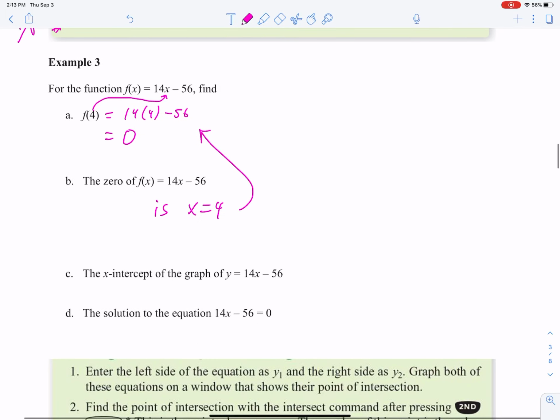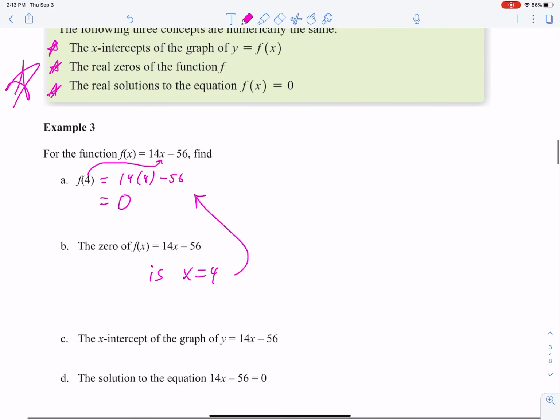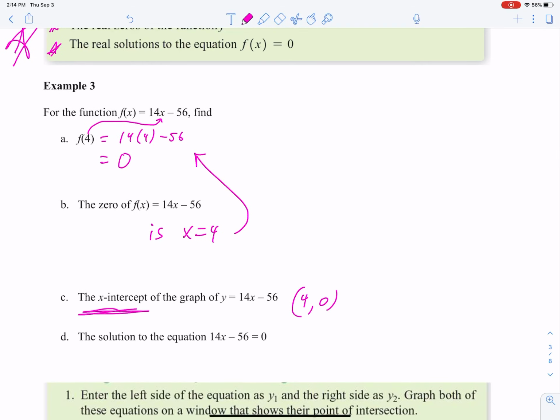Next, part C, the x-intercept. Well, again, that's the same thing right up here. But when they ask for the x-intercept, you need to give a coordinate point. Remember, when you want the x-intercept, you make y equal to 0. Correct? And that's what we just did right here. We found out that y equals 0 when x equals 4. So in other words, our coordinate point is 4, 0. That's our x-intercept.